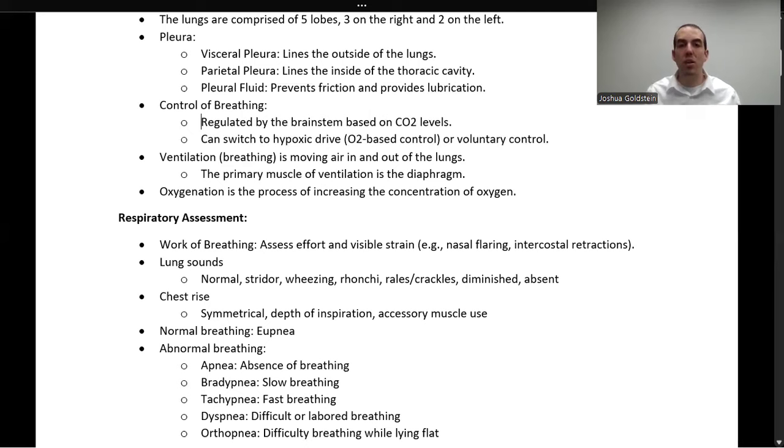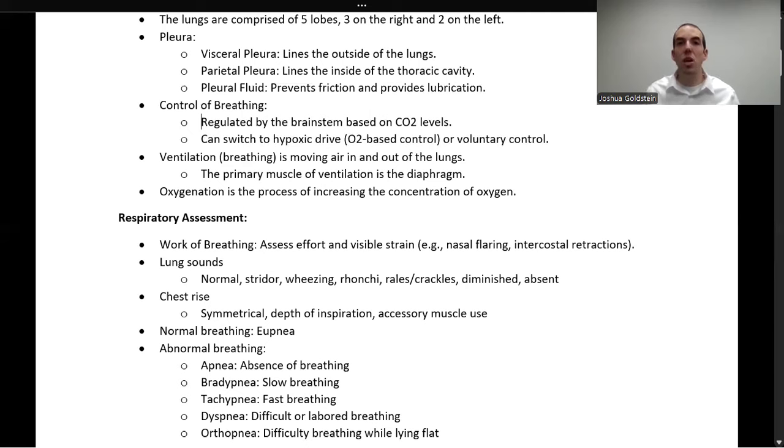Normal lung sounds, you should already know that. That's going to be what's expected to hear in a patient. Stridor is a sign of upper airway obstruction. Wheezing is a lower airway obstruction. Rhonchi can be a number of different things. I'm going to let your nursing school go into exactly what they want to teach about that. Rales or crackles is fluid in the lungs.